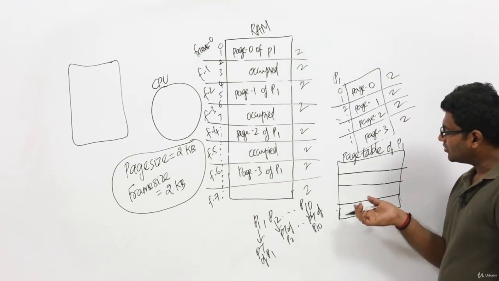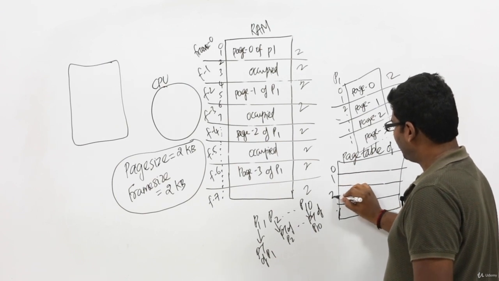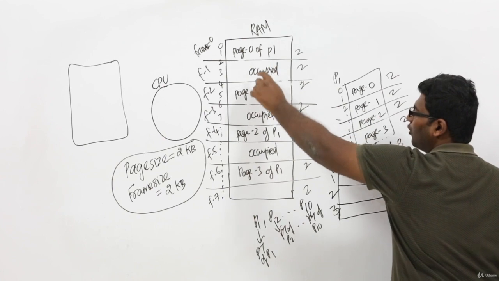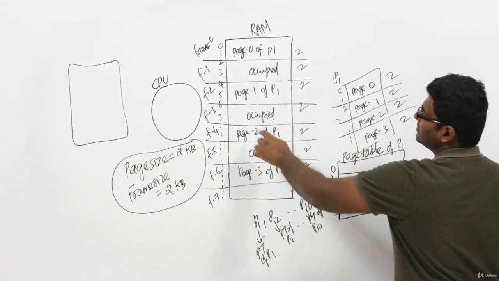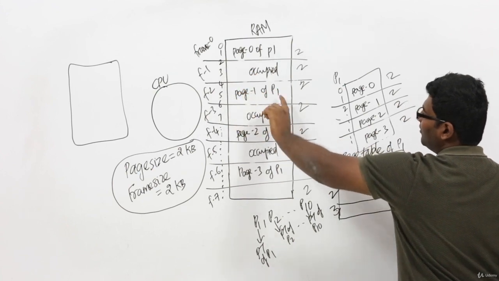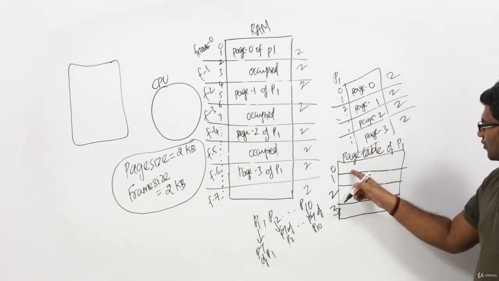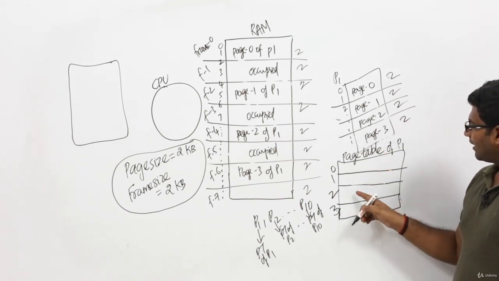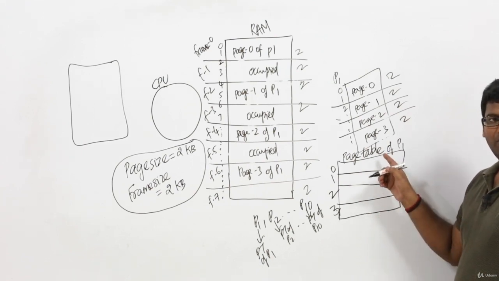Now these entries will also be numbered. For example, this is entry number 0, this is entry number 1, this is entry number 2, this is entry number 3. See, we have exactly 4 pages and we have 4 entries. The pages are numbered: this is page 0 of P1, page 1 of P1, page 2 of P1, page 3 of P1. Similarly, this is entry 0 of the page table of P1, entry 1, entry 2, entry 3 of the page table of P1.